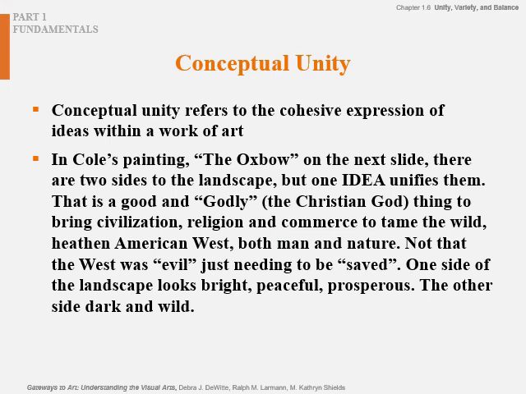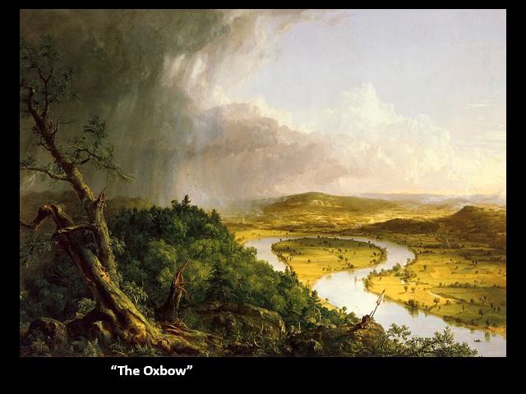This is where the concept or the idea behind the work unifies it, okay? This is The Oxbow by Thomas Cole, and it's a large painting, of course, of the American West. And you'll see there's really two sides of the painting. There's the dark and stormy and wild side, and there's the calm, serene, well-lit, non-stormy side on the other.